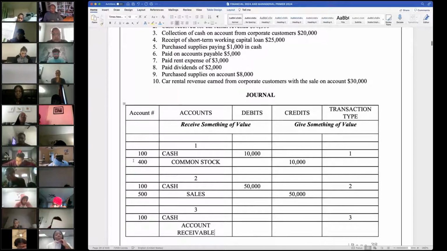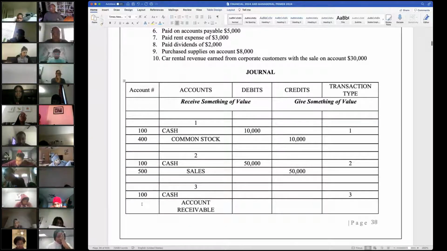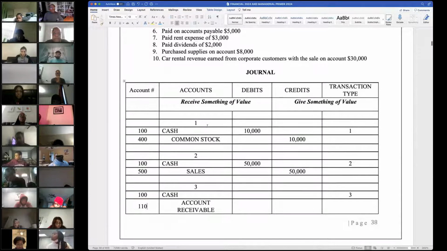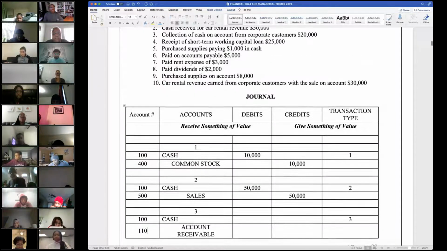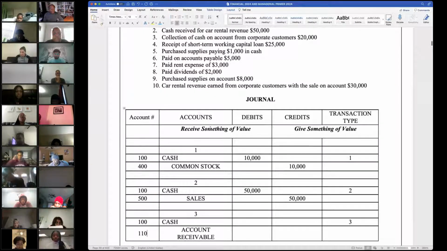What's the account number for accounts receivable? 110. What was our amount? 25,000.